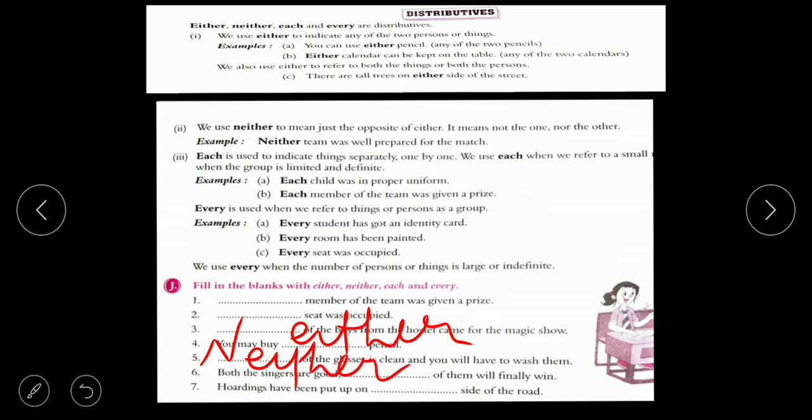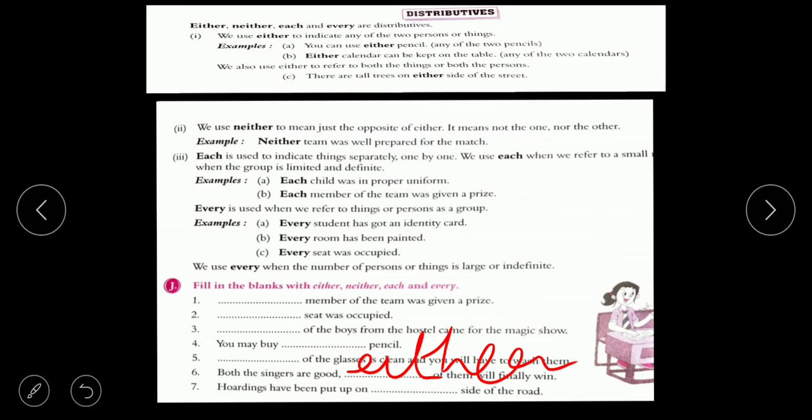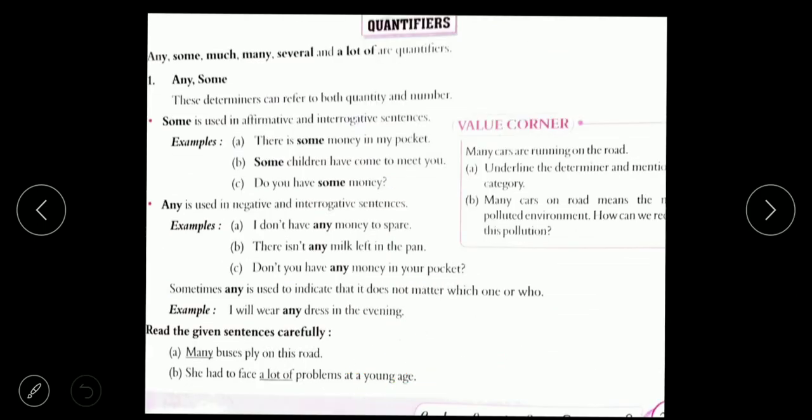Sixth one, both the singers are good. Either of them will finally win. Sixth one is either. E-I-T-H-E-R. Either. Hoardings have been put up on each side of the road. Each. Okay, understand? Next one, quantifiers.